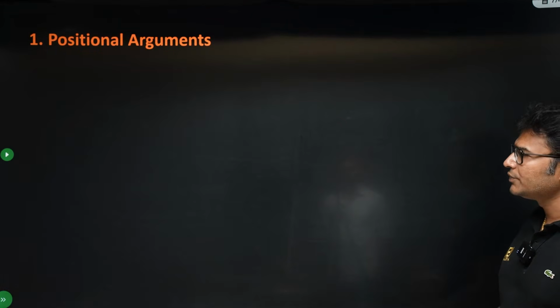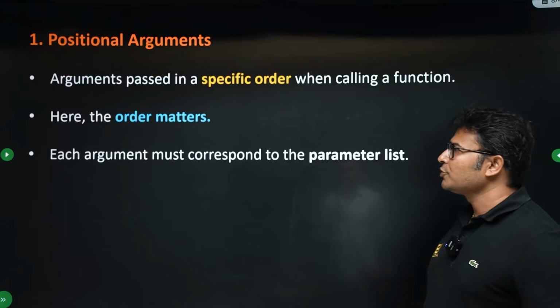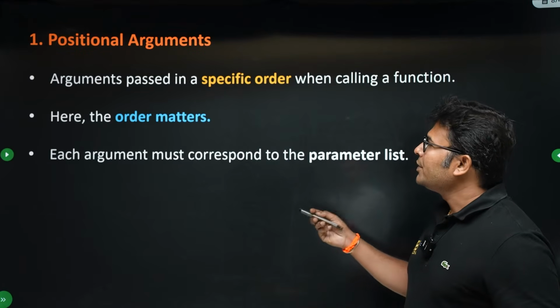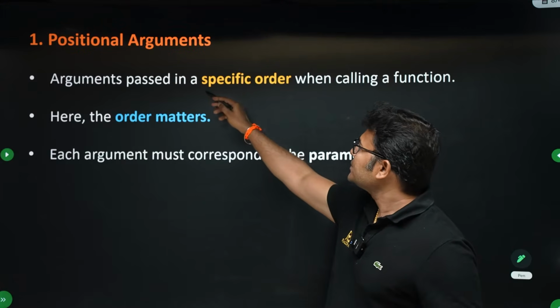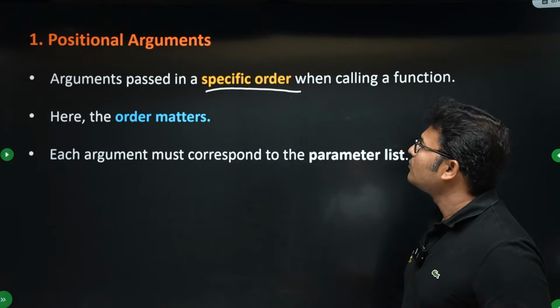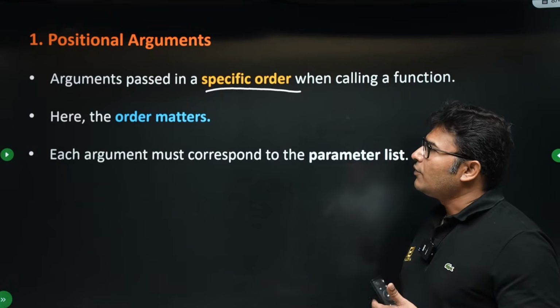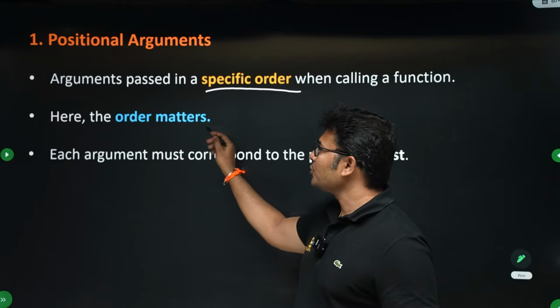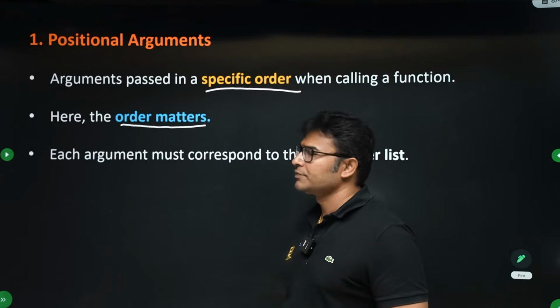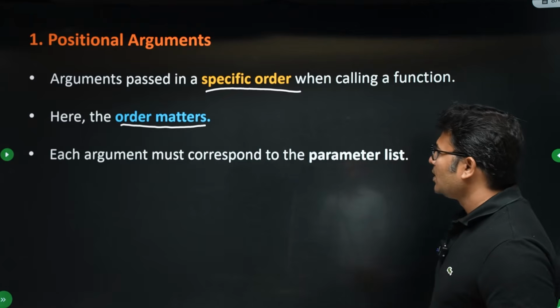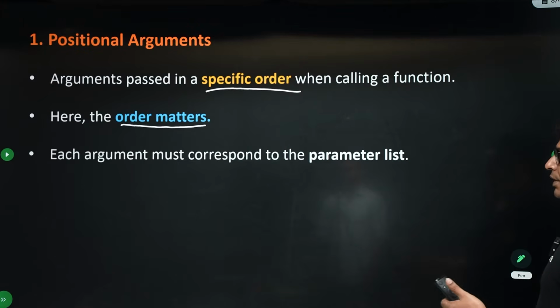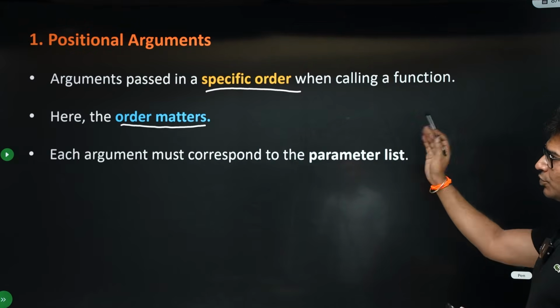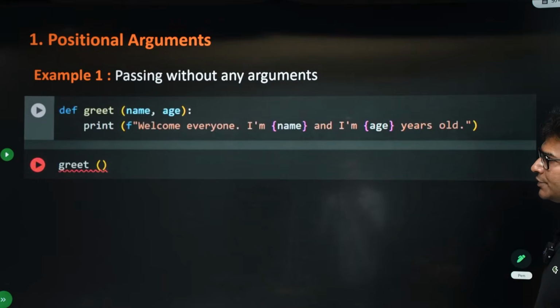Okay, let's revisit them. Now positional arguments means when you are going to pass the arguments in a specific order while calling the function, that is called a positional argument. When you are passing positional arguments, order matters, right? I'll show an example. So each argument in the parameter list corresponds to one argument. I'll show you with an example, that is better.